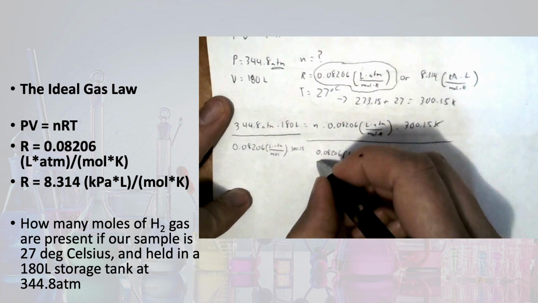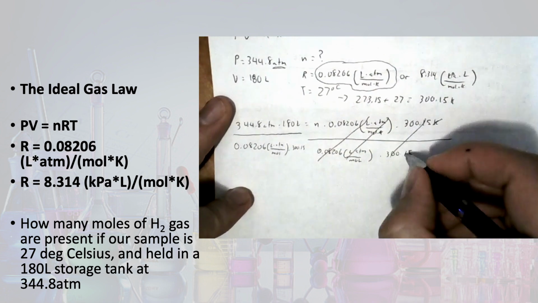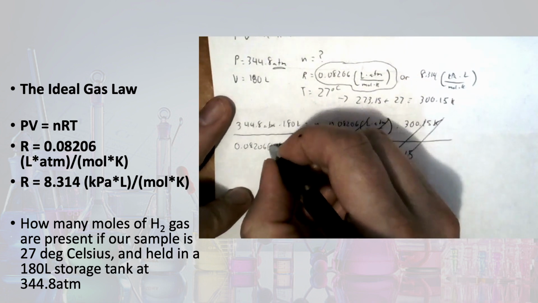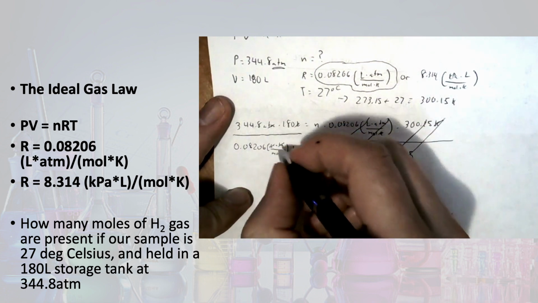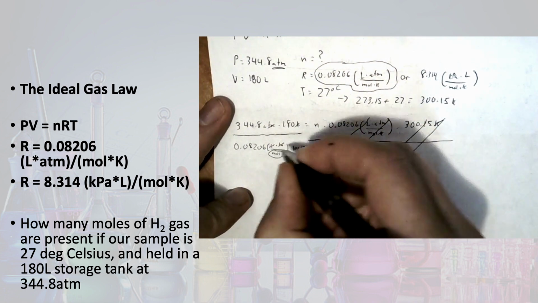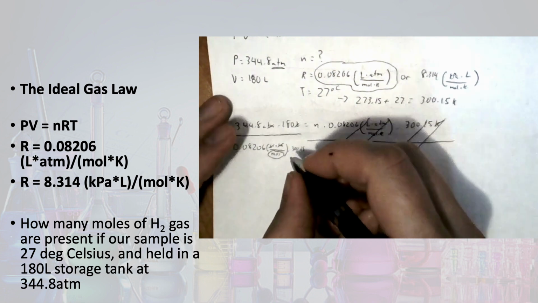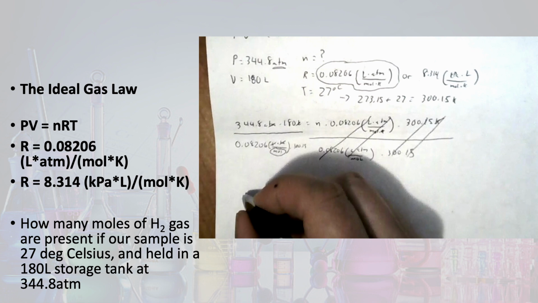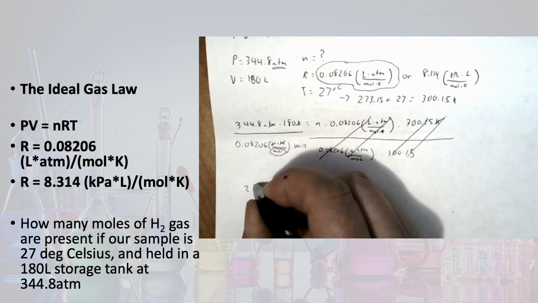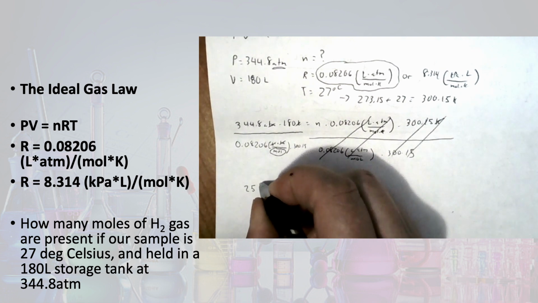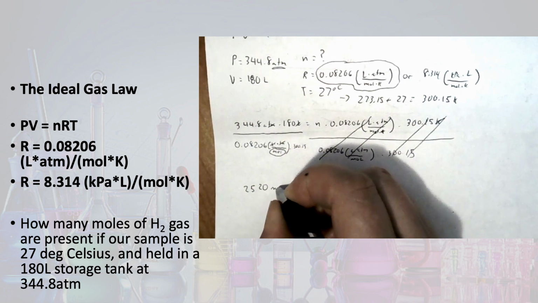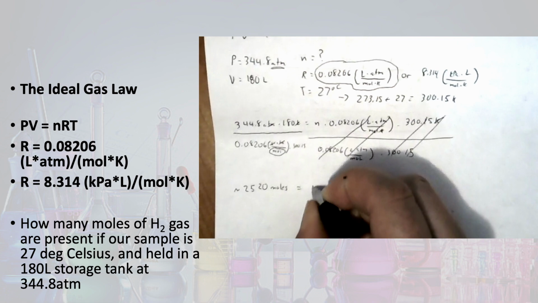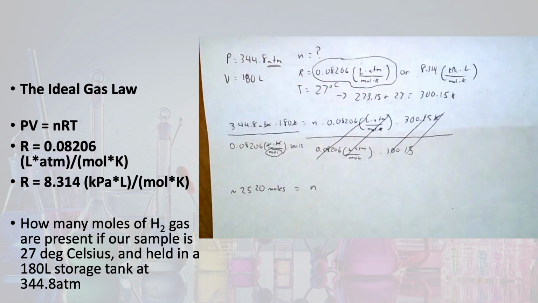So now we can cancel out some more units on the right and the left. Atmospheres in the numerator cancel out, and liters in the numerator cancel out. And now, because moles are in the denominator of a denominator, that can actually get flipped to the numerator. And if we plug and chug here, we are left with 2,520 moles of hydrogen gas, right? Right around there. It actually rounds to 2,500. And that's it.